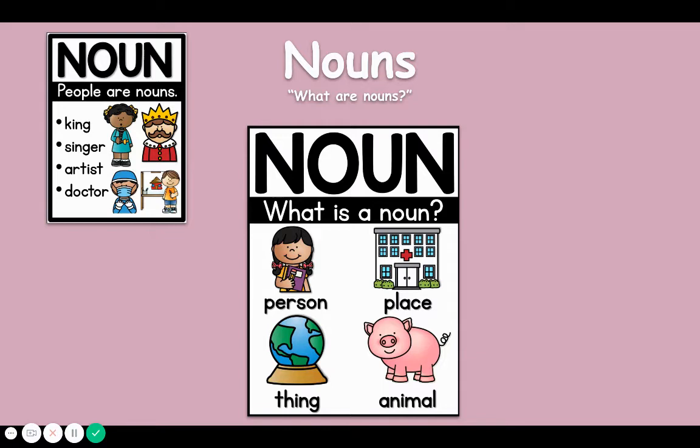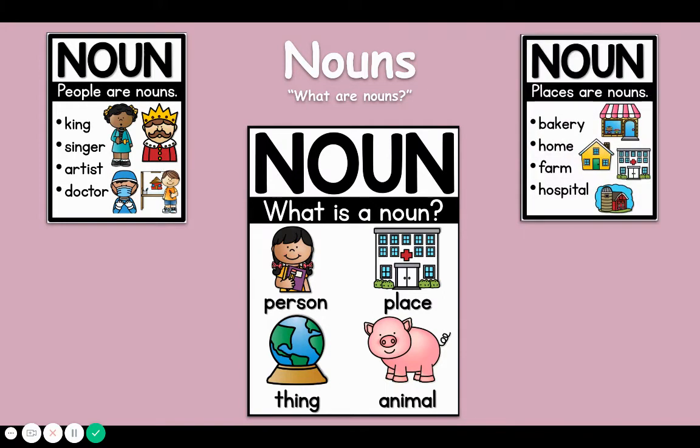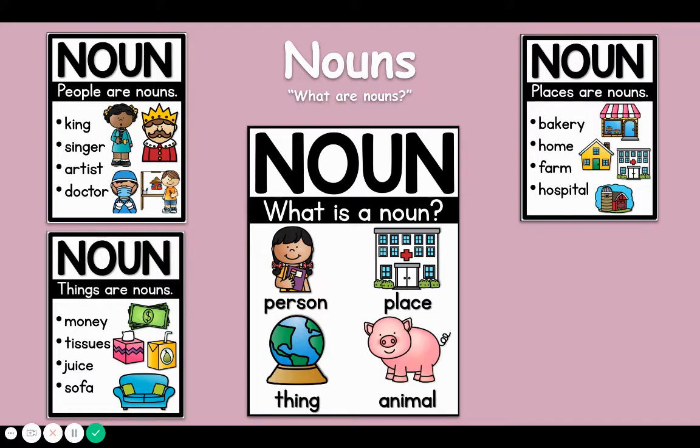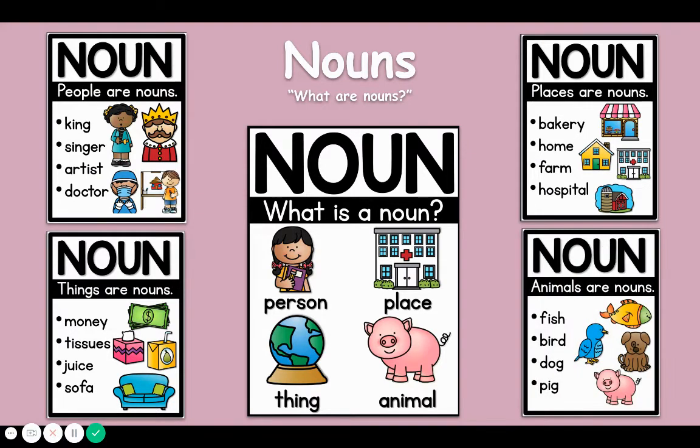People are nouns, such as a king, a singer, an artist, or a doctor. Places are nouns, a bakery, a home, a farm, and a hospital. Things are nouns, such as money, tissues, juice, sofa. And also animals are nouns, fish, bird, dog, and pig. Okay? This is all connected to nouns today, and we're learning about many and much. Let's go.